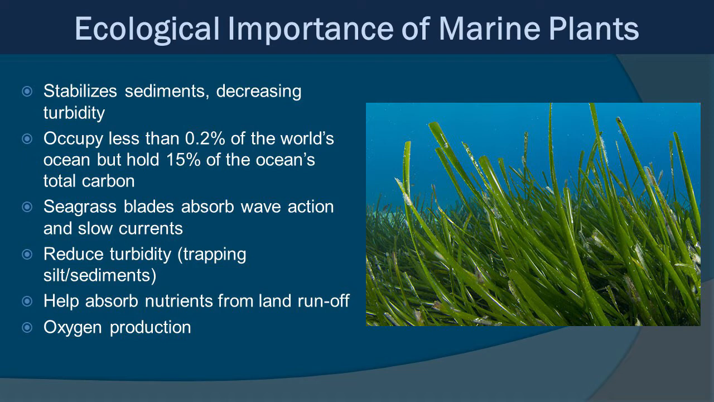They occupy less than 0.2% of the world's ocean, but hold 15% of the ocean's total carbon, so they are a carbon sink. Seagrass blades absorb wave action and slow currents, so that helps protect shorelines as well. Again, reducing that turbidity, trapping silt and sediments, and they help absorb nutrients from land and runoff. Obviously, they can't take all of the nutrients that come due to eutrophication, but they help curb that effect. And of course, they produce oxygen.